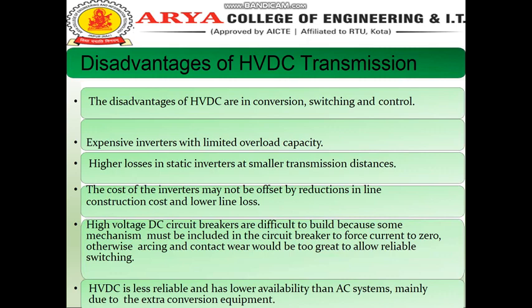High voltage DC circuit breakers are difficult to build because some mechanism must be included in the circuit breaker to force current to zero, otherwise arcing and contact wear would be too great to allow reliable switching. HVDC is less reliable and has lower availability than AC systems, mainly due to the extra conversion equipment.